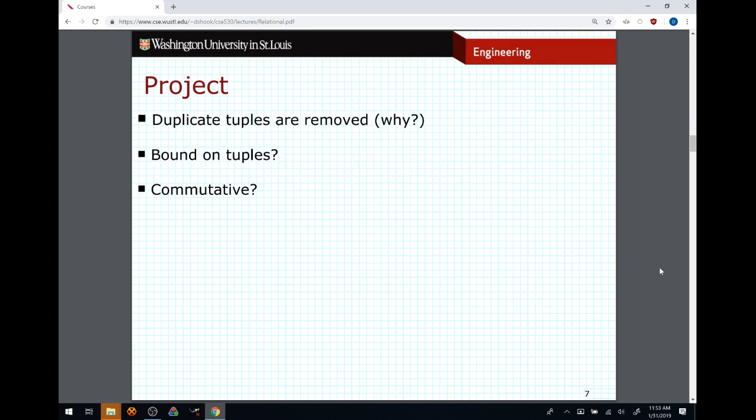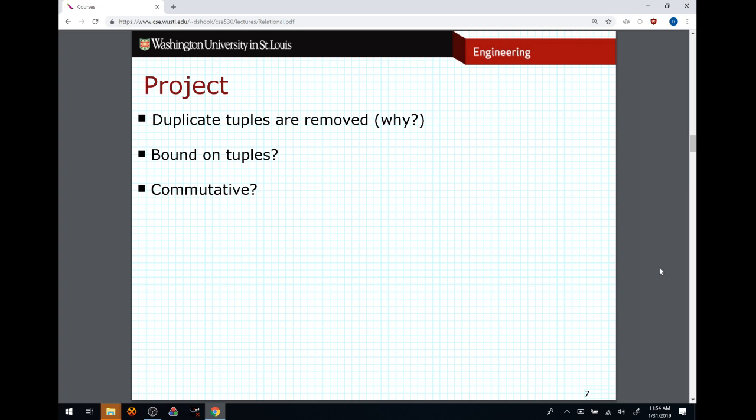Duplicate tuples, so if I chop off columns, and the results now leave me with duplicates, duplicate tuples, those are going to be removed. Why? Think about how that could happen. How could this happen where I chop off some columns and then what I'm left with is a whole bunch of duplicate tuples? How could that happen?